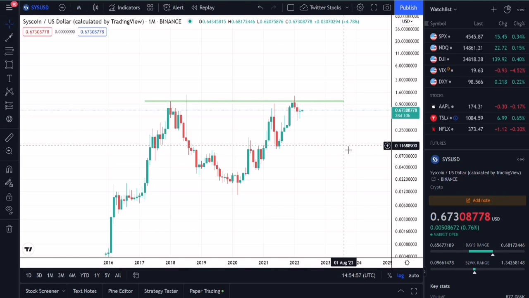Obviously it's your choice to invest in it, that's completely up to you, but I've obviously shown you from a price action or technical perspective how much potential SYSCOIN has to really do well over the short to medium term.